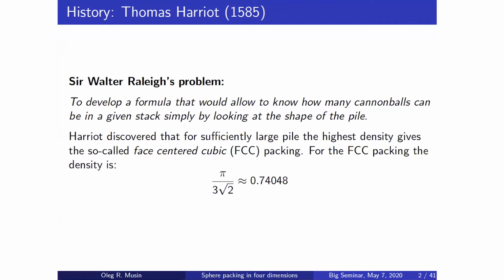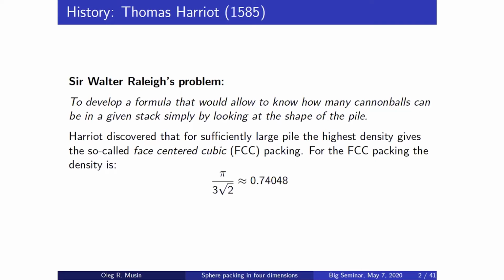His assistant was Thomas Harriot, who had just recently graduated from Cambridge, probably, I don't remember, one of the universities, and Raleigh asked him a very simple question: how many cannonballs can be packed in a given volume, in a given container.